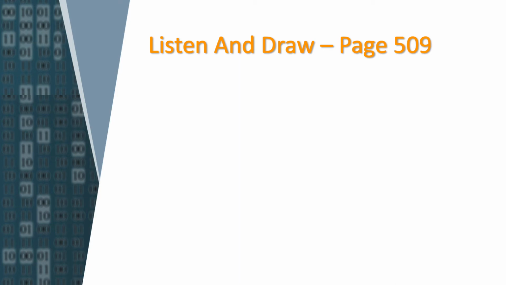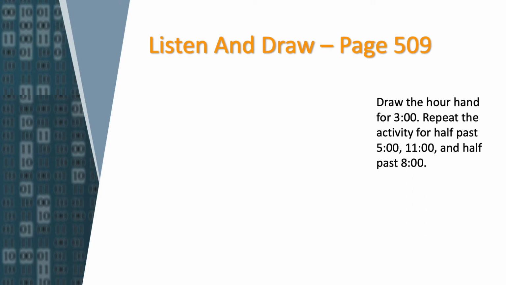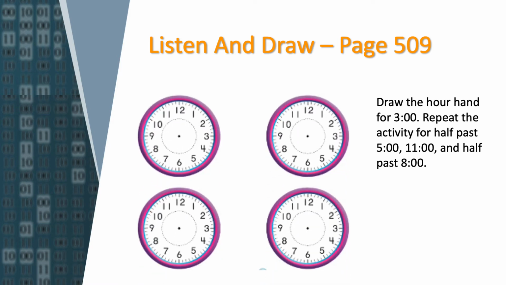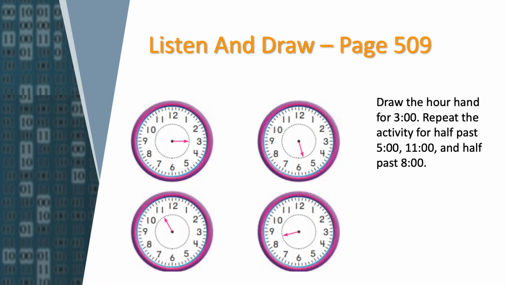Please open page number 509. It says draw the hour hand for 3 and repeat the activity for 5:30, 11 and 8:30. It's very simple. The first thing that you will do is the hour hand. Again, I'll repeat myself. Hour hand is the small hand. So you will draw small hands. So the first clock you will draw it exactly on 3. You see a little round inside the clock, so you will not draw a long line. You will draw a small line, as you can see here, and then repeat the activity for 5:30.